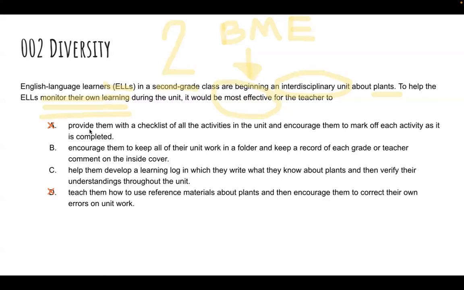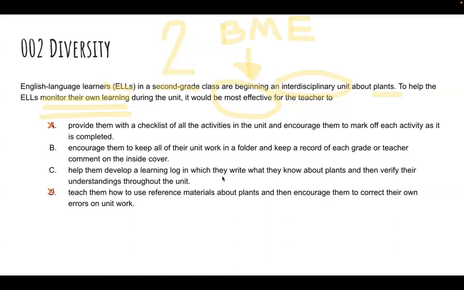Encourage them to keep all of their unit work in a folder and keep a record of each grade or teacher comment on the inside cover. Or help them develop a learning log in which they write what they know about plants and then verify their understandings throughout the unit. Remember, this happens at the beginning, so she would help them set them up, and then they would write little by little what they know, and undoubtedly some of it would be wrong and need some correction, but those things would be corrected as they learn and get more comprehension, more deeper understanding, and the unit progresses.